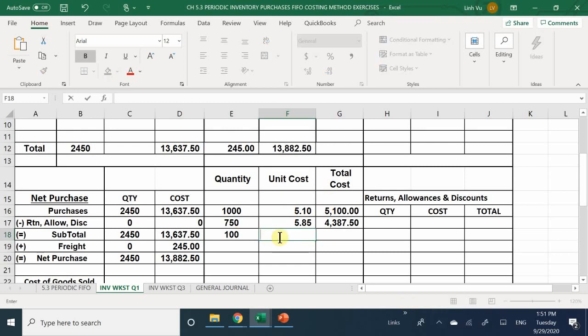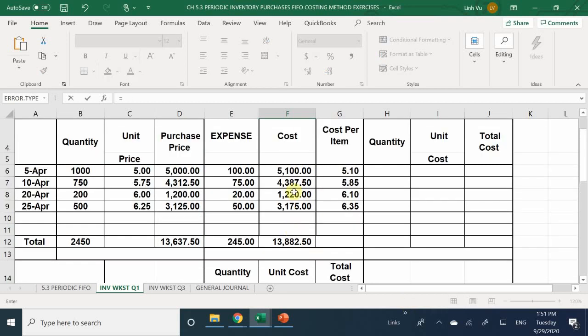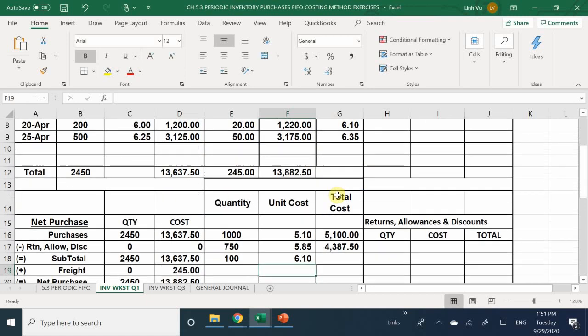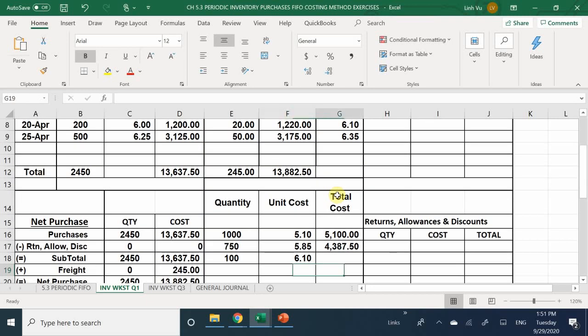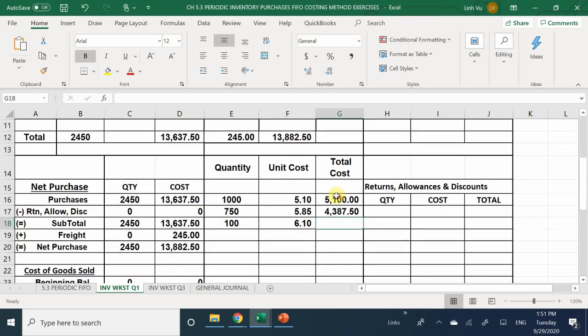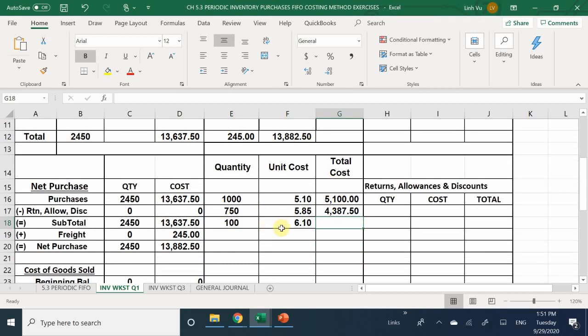All right, actually, wait, I'm going to copy this from up here. Okay, make it look cleaner. So by knowing that it's going to cost me $6.10 each, how am I going to know how much I actually sold? What is going to be my cost here in the total of all 100 items? It's $610.